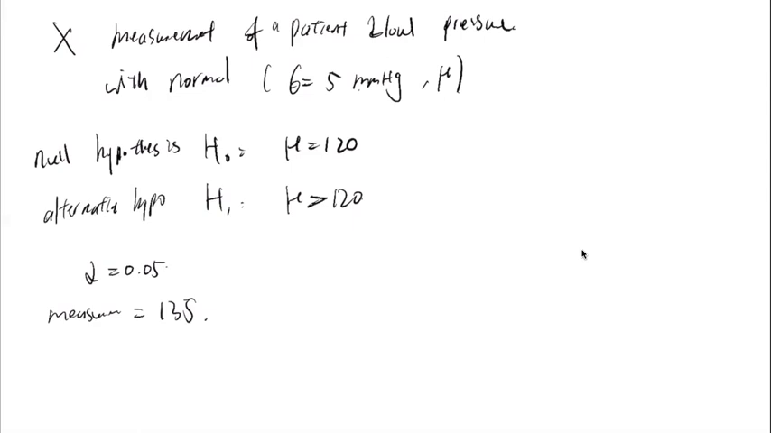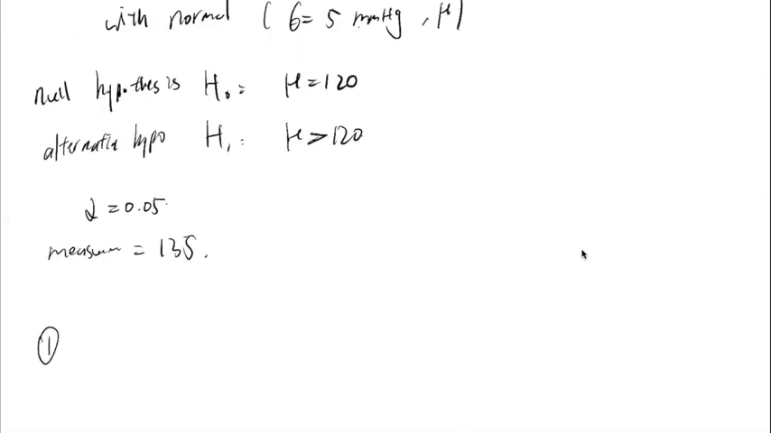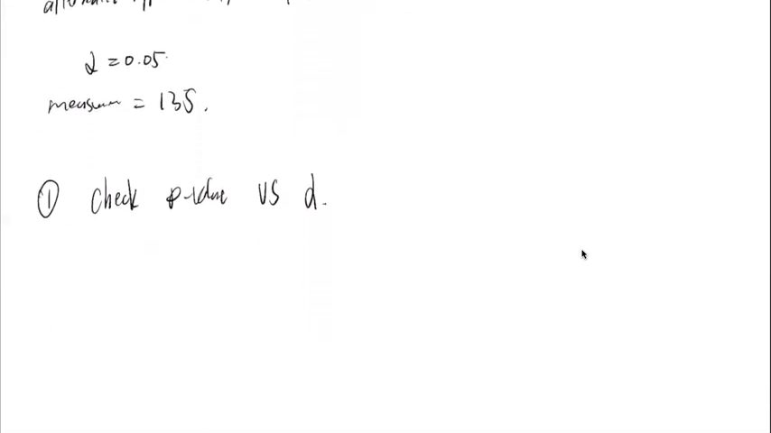There are two ways to solve this problem and draw conclusions. The first way is to check the p-value versus the significance level. If the p-value is less than the significance level, we can reject the null hypothesis. If it is not, we cannot reject our null hypothesis.